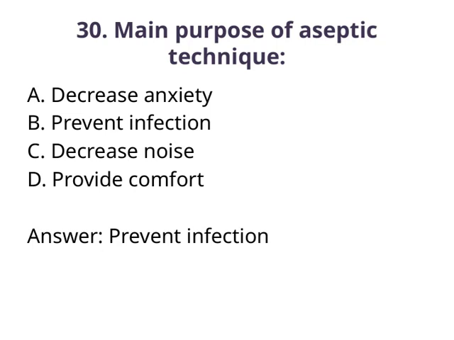Today, I want to focus on the main purpose of aseptic technique, which is to prevent infection. This is crucial because infections can lead to serious complications and prolong recovery times. By maintaining a sterile environment and using proper procedures, we minimize the risk of introducing harmful microorganisms. This not only protects the patient, but also ensures the safety of everyone involved in the care process. So, while there are other benefits like decreasing anxiety, noise, or providing comfort, the primary goal of aseptic technique is really about preventing infection and keeping everyone safe.